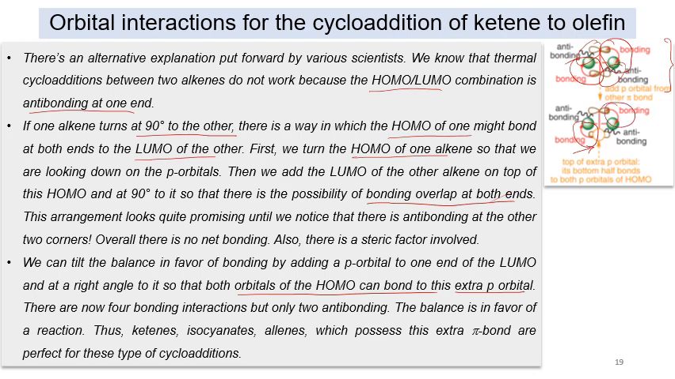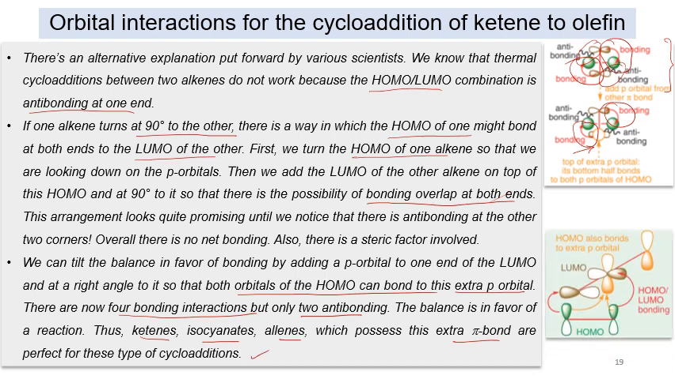Then now there are 4 bonding interactions but only 2 antibonding. Therefore, the net result is a bonding interaction. Therefore, ketenes, isocyanates, allenes which possess this kind of an extra pi bond are perfect for these types of cycloadditions. If we look at it once again, this is the way we are looking at it. So there is now a new interaction of this kind.